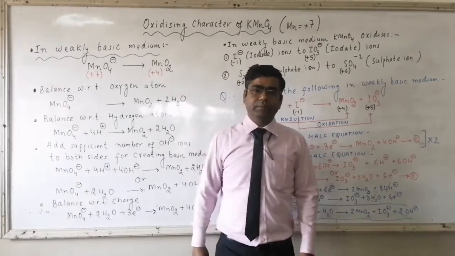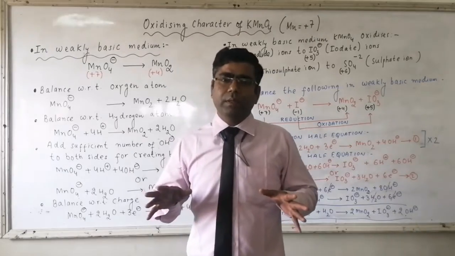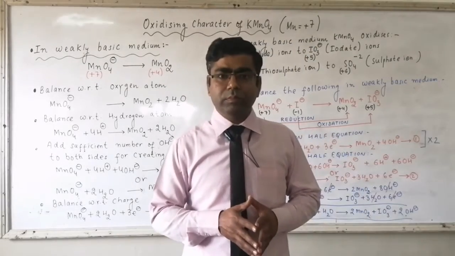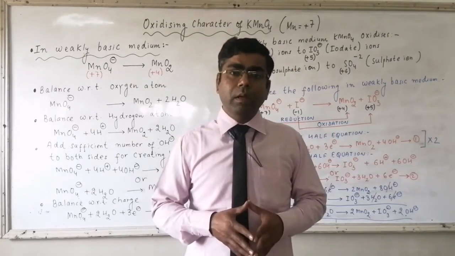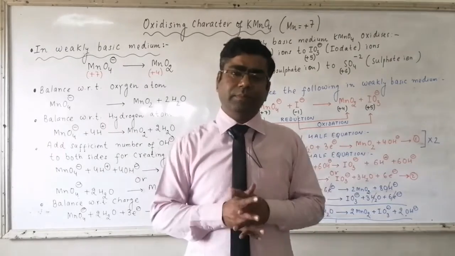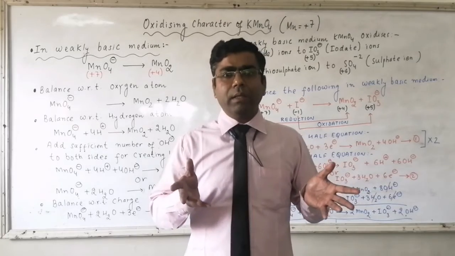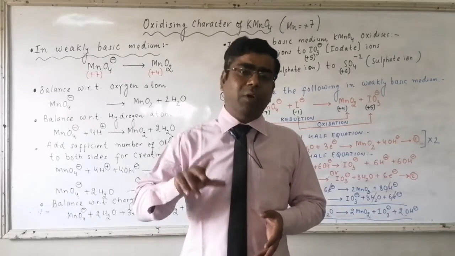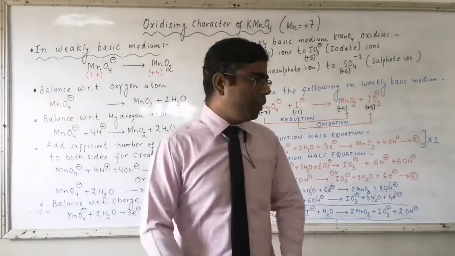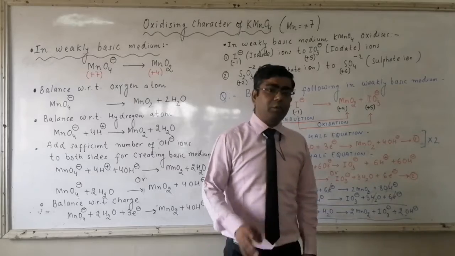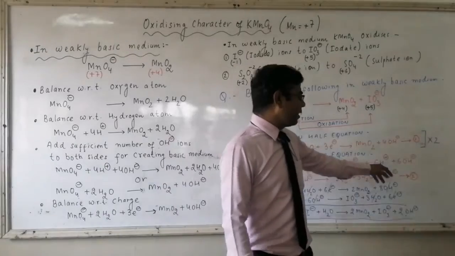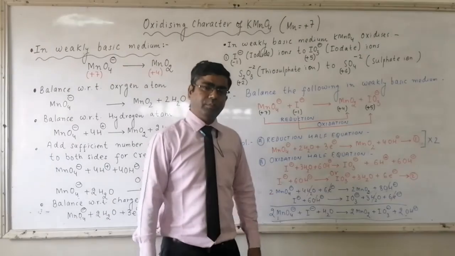Now the extra step, creation of basic medium and removal of H plus ions. What we will do? We will add a sufficient number of OH minus ions to both sides. Why is it required? Because on one side it will cancel out the H plus ions and on the other side it will create the basic medium. Because here we have 6 H plus ions, we will require 6 OH minus ions on both sides. So here we have added 6 OH minus on both sides.